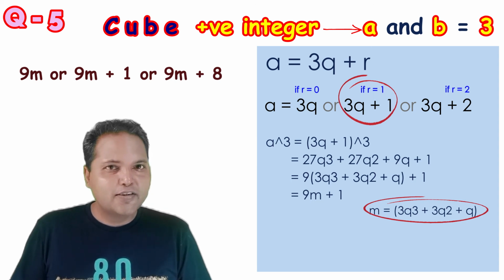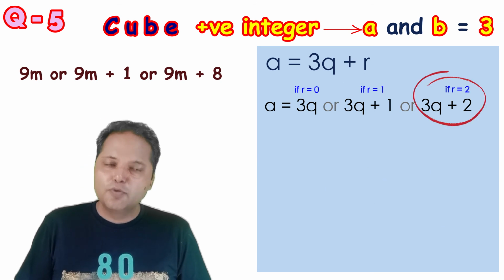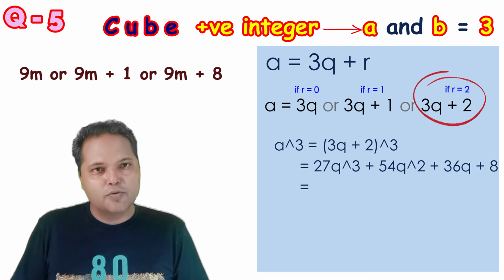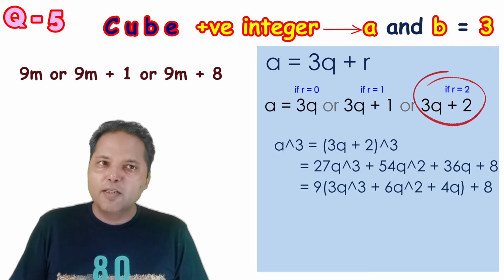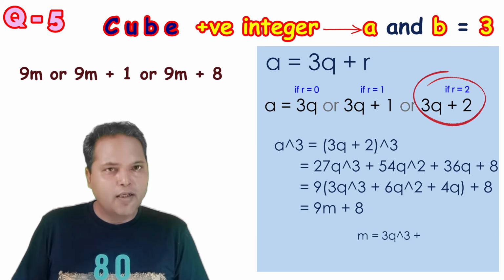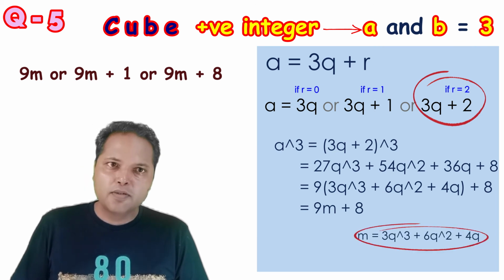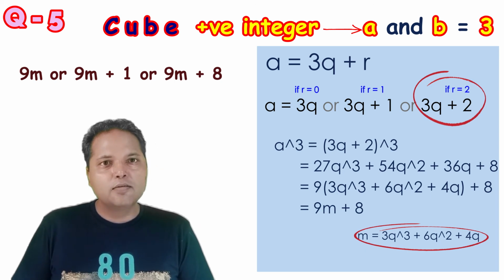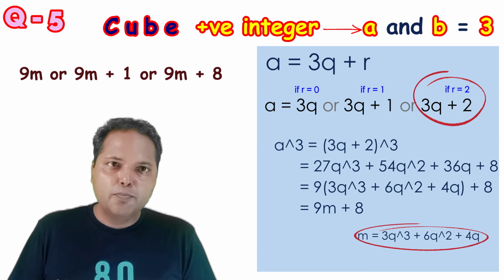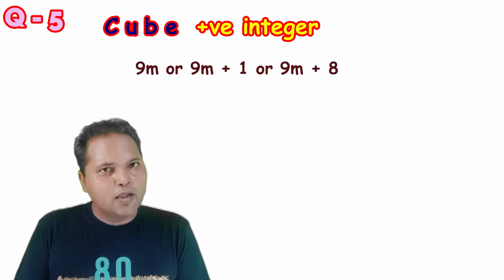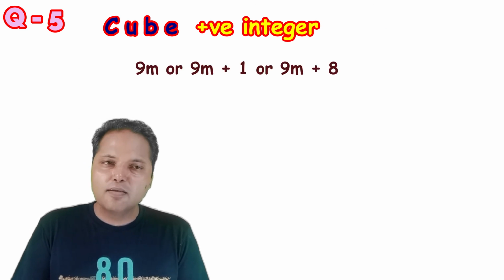Alright, so now let's see the third case where r is equal to 2. In this case a cube will be equal to 3q plus 2 whole cube, and finally we'll put it in this form, and now we can write 9m plus 8, where m is an integer. So this is how we can say that the cube of any positive integer is of the form 9m or 9m plus 1 or 9m plus 8. Alright, so we finished this video here.